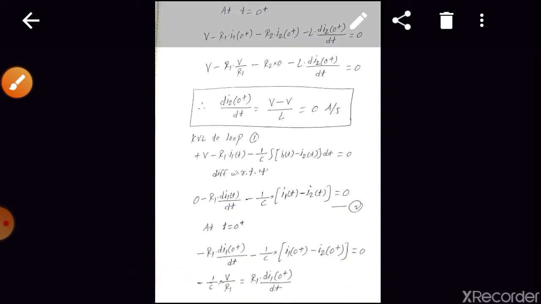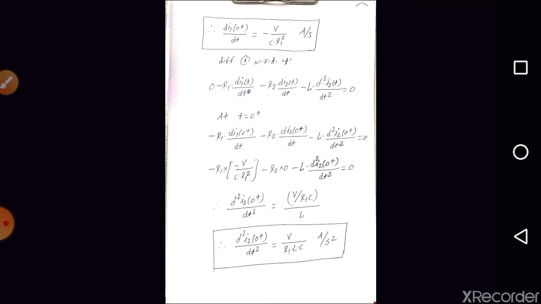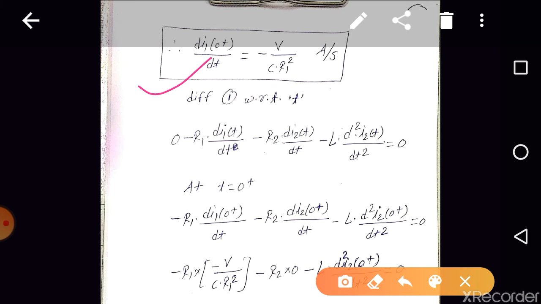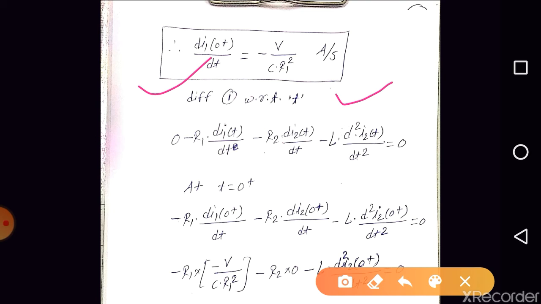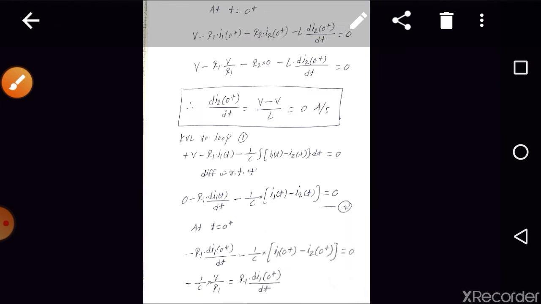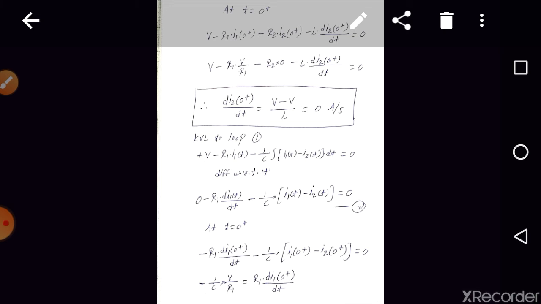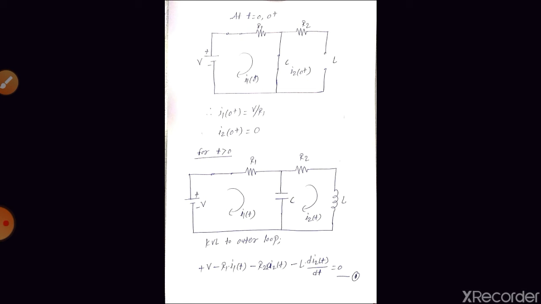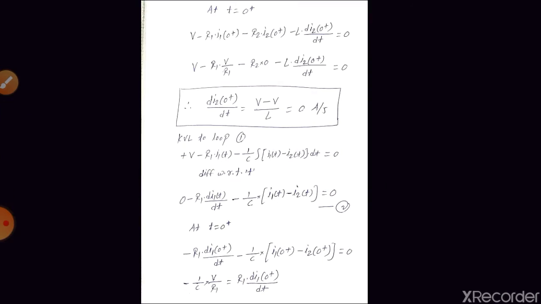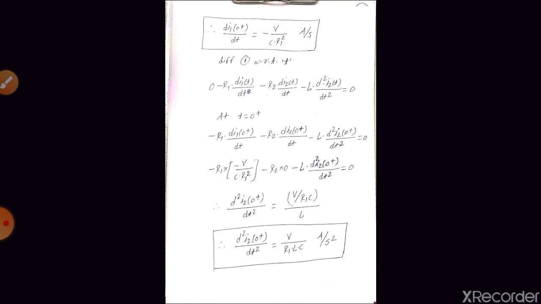So it is di1 of 0 plus by dt is equal to minus V by C into R1 square ampere per second, right. Further, we need to differentiate equation 1 with respect to t, okay, in order to get the d2 I2 of t by dt square, right. We need to differentiate equation 1, right. So this equation we need to differentiate, right. So we will be getting d2 I2 of t, right.